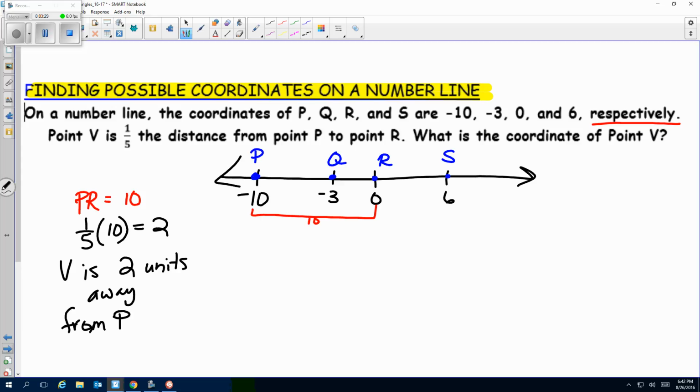So if I was just to go 2 units away from P, where would I end up being? I would be at a -8. So that means that B is a -8.